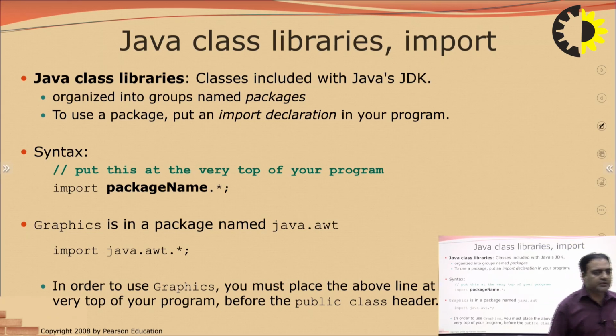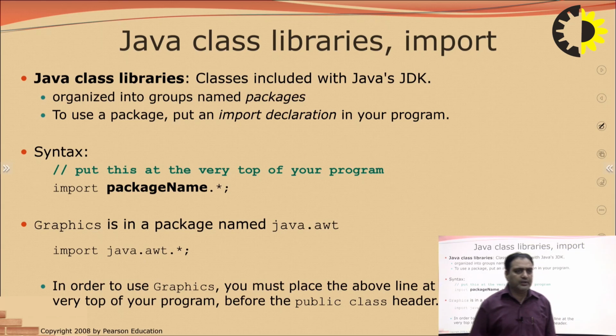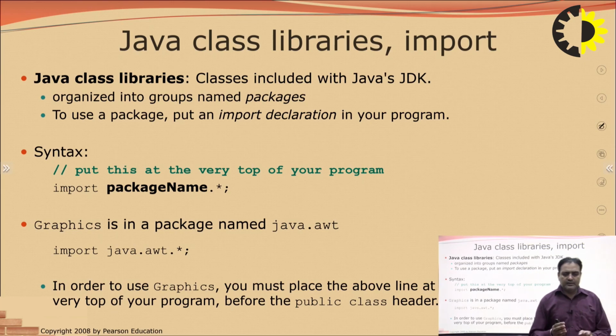In order to use graphics, you must place the above line at the very top of the program, before the public class header. You already know that in C you write hash include stdio.h. It is the same if you are creating any program in a graphics environment. You mention it on the top of the notepad, when you are going to write a script, the first line will be import java.awt.*; This is the package name. The syntax is import packagename.*; Here the package name is awt.